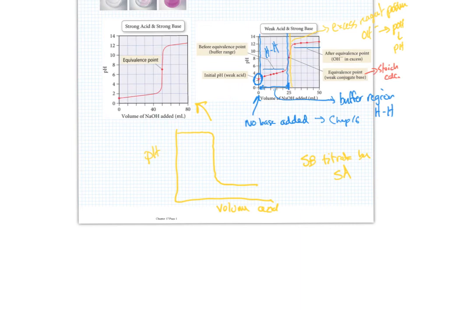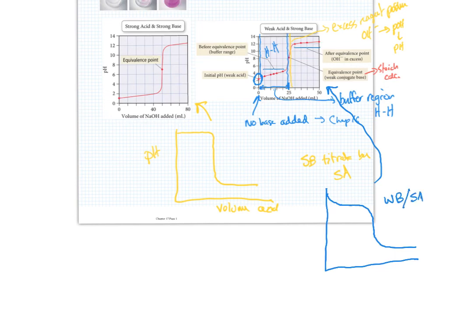And if we had a weak base being titrated by a strong acid, we get something like this, kind of a curve, flat, and then it goes like that. So it's basically the inverse of this case. So this is a weak base, strong acid calculation. And this one we'd have volume of acid along this axis and pH along this axis. Okay, so that's kind of where we're heading. Those are the next couple of videos.